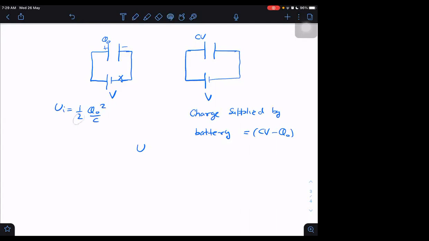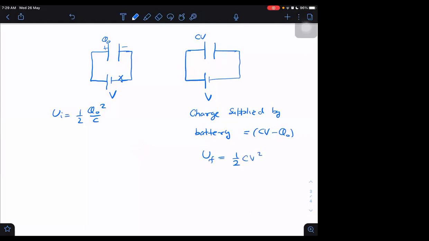Not V, because V is not the potential at that time across it. It is some initial potential, and the initial charge is given, so I'm writing in terms of charge. If initial V is given, I would write in terms of that. And what is final? Initial is half of (CV minus Q naught) square by C. Final is half CV square only.